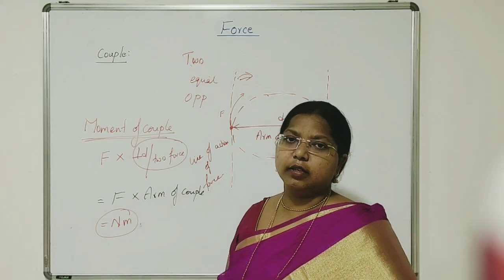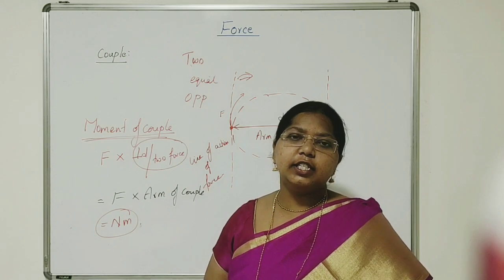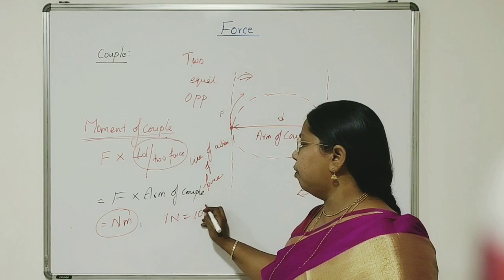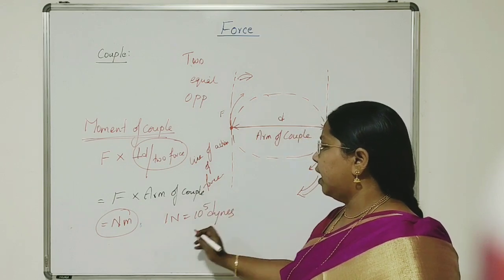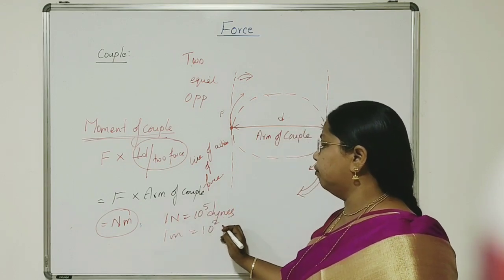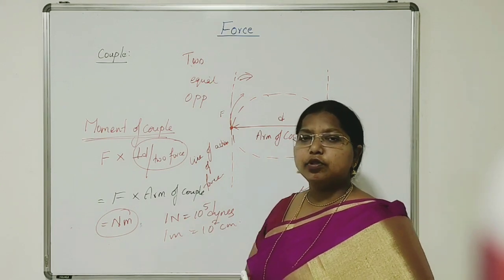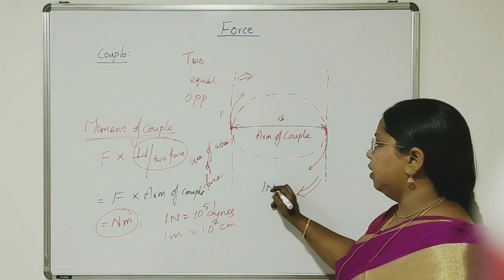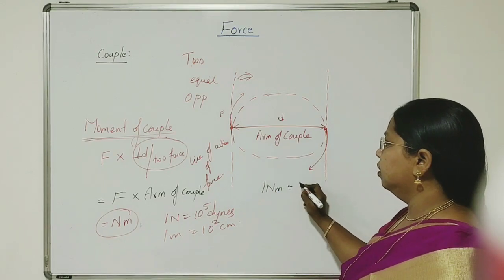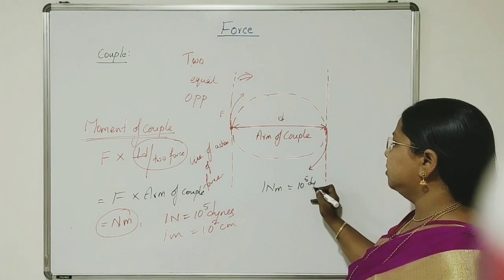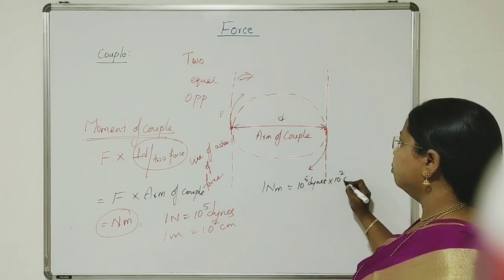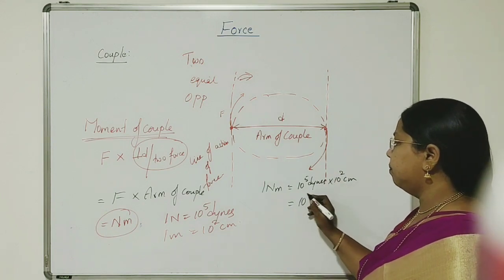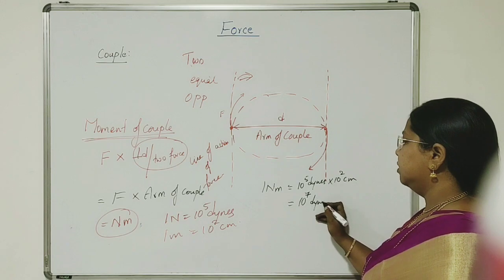So what are the units for moment of couple in the SI system? Newton meter. Now we want the relation in the CGS system. 1 Newton is equal to 10^5 dynes, and 1 meter is equal to 10^2 centimeter. So now let us substitute these two into 1 Newton meter. So 1 Newton meter is equal to 10^5 dynes into 10^2 centimeter. You will add the powers as the bases are the same. So 10^7 dyne centimeter.